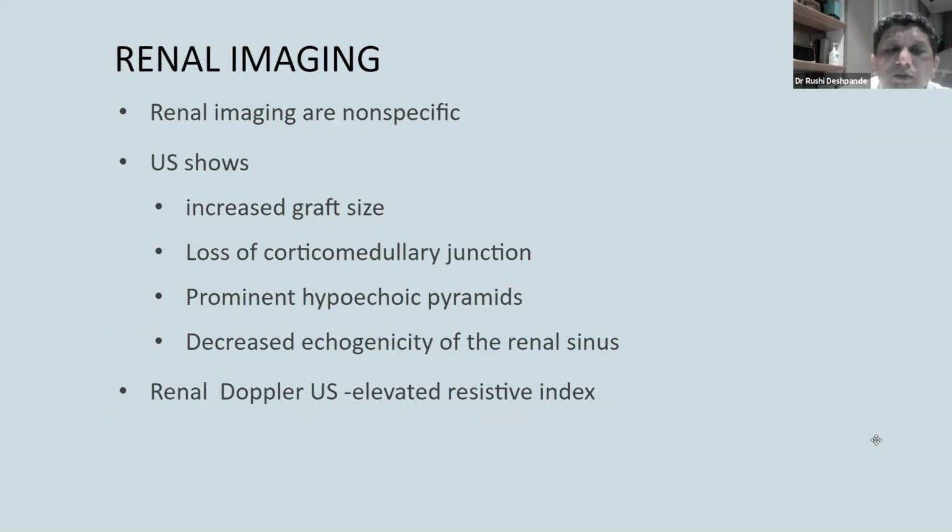Renal imaging is fairly non-specific. The sonography will show an increase in the kidney size, loss of the corticomedullary junction, prominent pyramids, and decreased echogenicity of the renal sinus. When you do a Doppler, it will show increased RIs, or increased resistive indices, within the kidney.